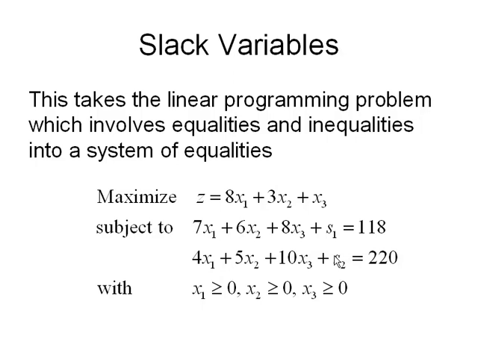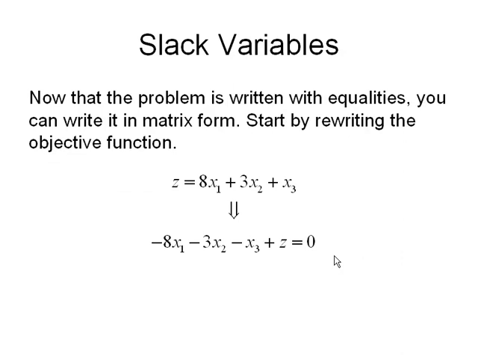Now let's take a look at the objective function. We're going to go ahead and rewrite that objective function in a slightly different manner. We're going to take everything that was on the right-hand side and move it over to the left-hand side. So instead of z equals 8x sub 1 plus 3x sub 2 plus x sub 3, if we move the x sub 1, x sub 2, and x sub 3 terms to the other side, we end up with minus 8x sub 1, minus 3x sub 2, minus x sub 3, plus z equals 0.